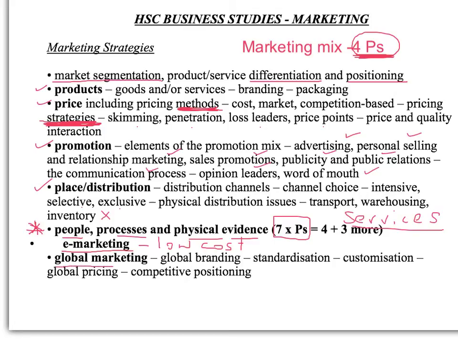And then last of all, global marketing. Even though it's last, it's not least important. It's still really important. Think about global branding, standardization, customization, and global pricing and competitive positioning. Global branding, there isn't anyone, I don't think, who does it better than Coca-Cola. Their brand stands out all around the world, the most widely recognised brand in the world. Apple, of course, has global branding, probably not as well known as Coca-Cola, but probably heading that way.